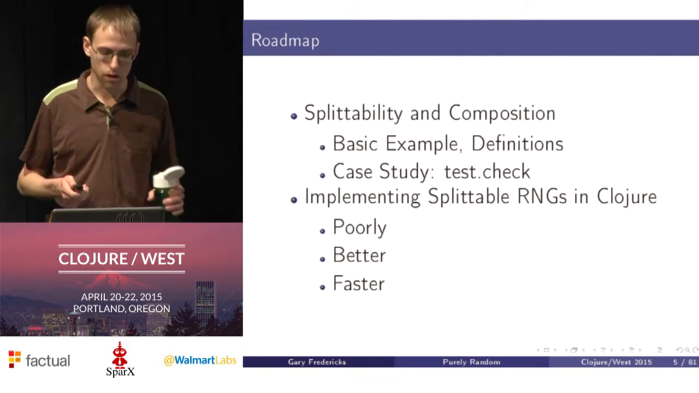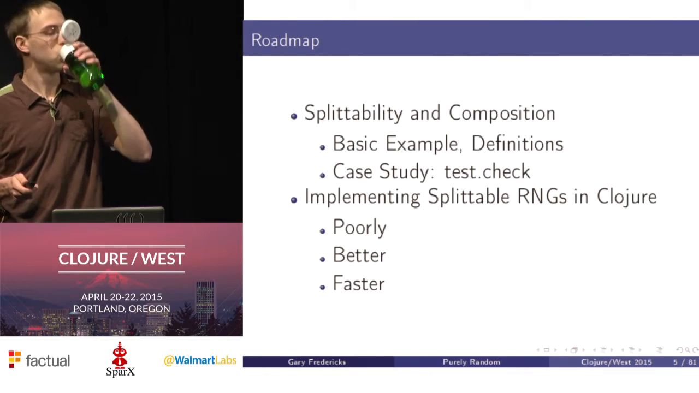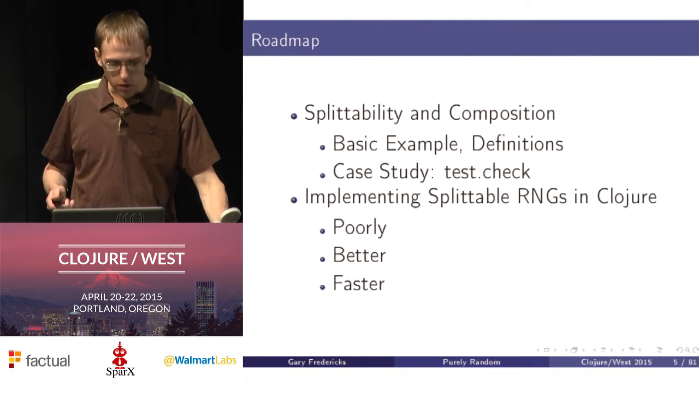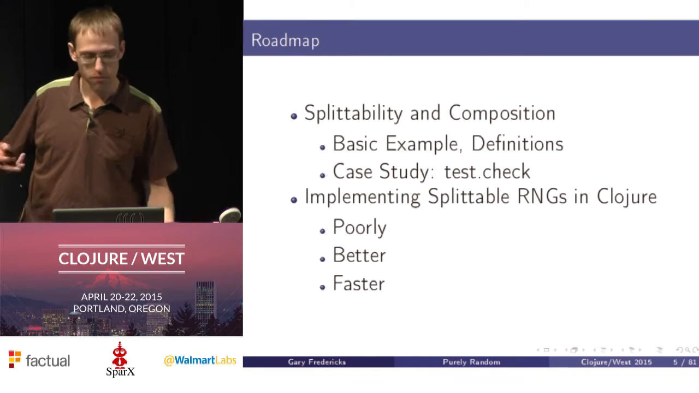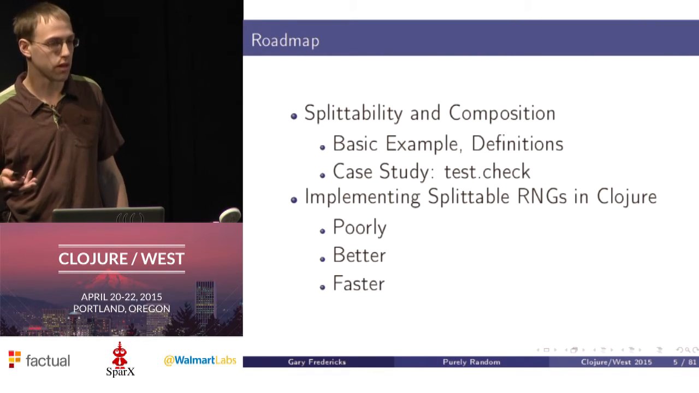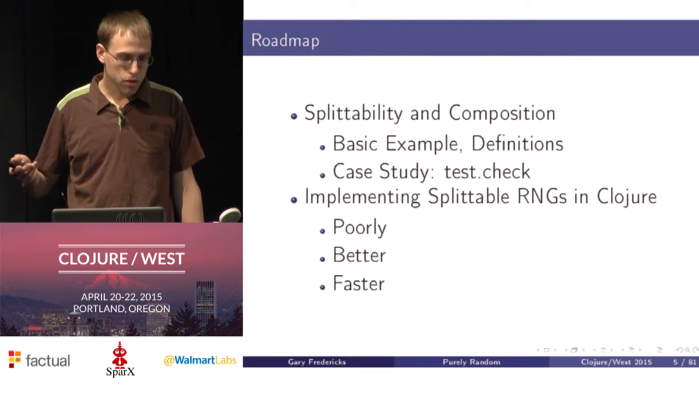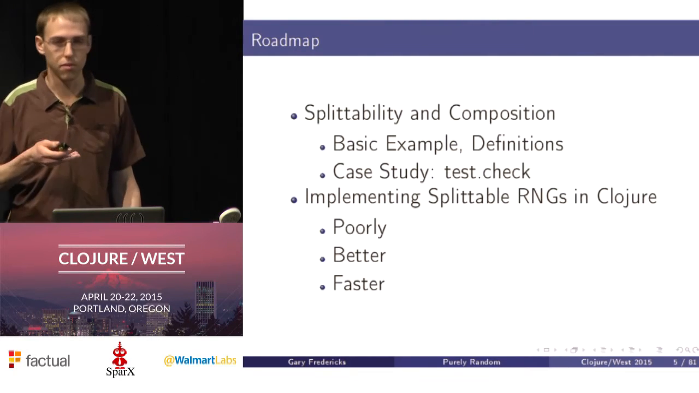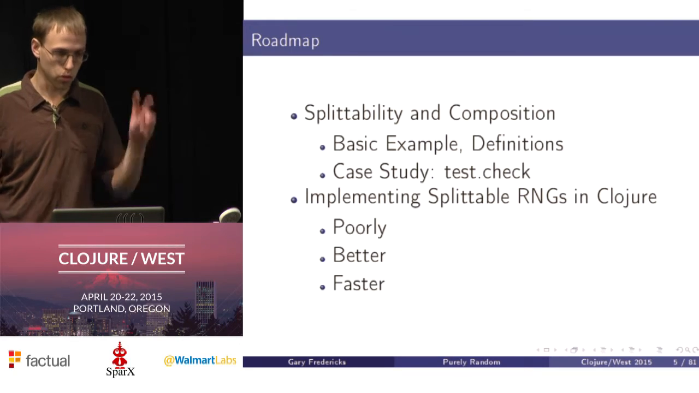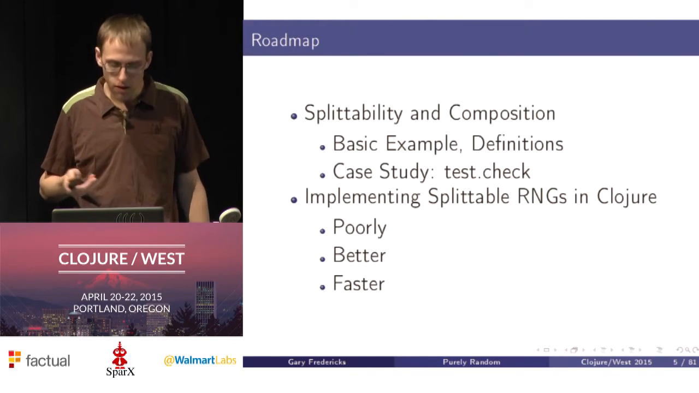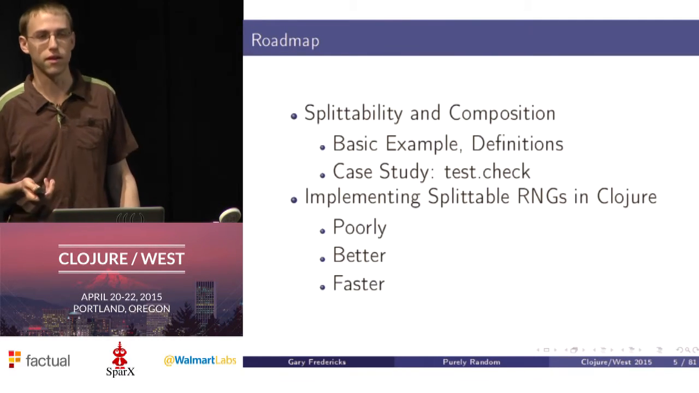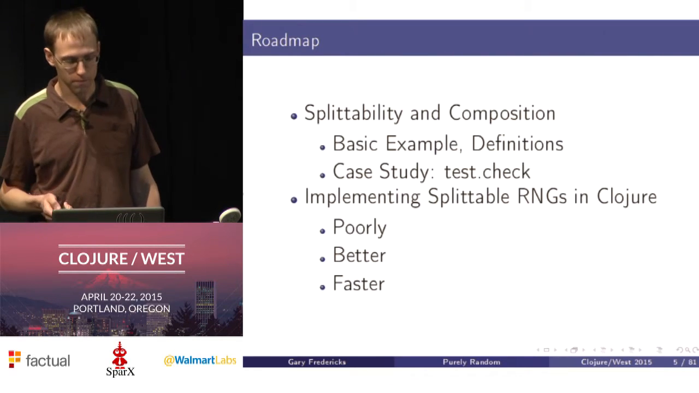So this is our basic roadmap. The talk is in 2 parts. We'll first talk about splittability, how it relates to program composition. We'll do some examples, talk about definitions. There'll be a longer example from real life with TestCheck. And then the second half of the talk will be about implementing splittable random number generators in Clojure.